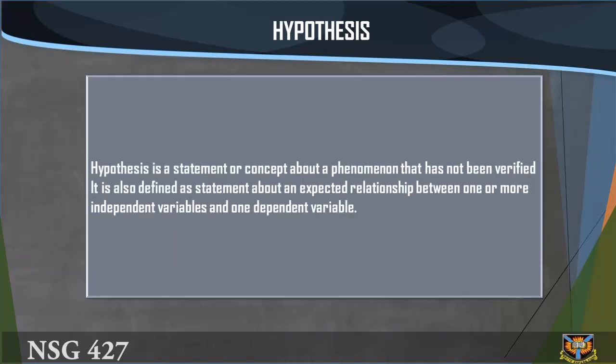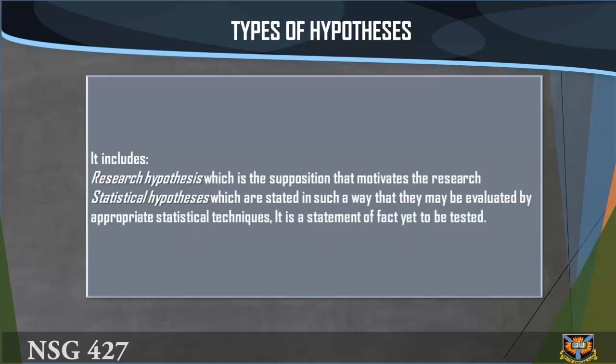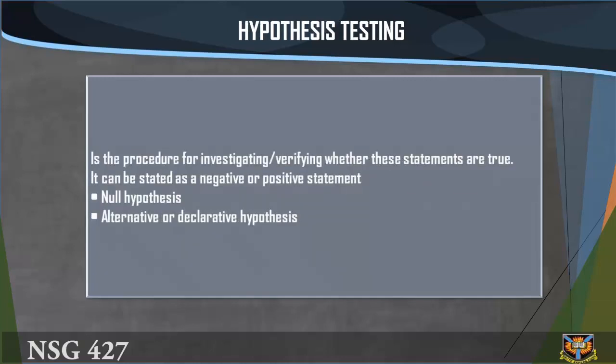Hypothesis. Hypothesis is a statement or concept about a phenomenon that has not been verified. It is also defined as a statement about an expected relationship between two or more independent variables and one dependent variable. Types of hypothesis. It includes research hypothesis, which is the supposition that motivates the research, and statistical hypothesis, which is stated in such a way that it may be evaluated by appropriate statistical techniques. It is a statement of fact yet to be tested. Hypothesis testing is the procedure for investigating, verifying whether these statements are true. It can be stated as a negative or positive statement. Null hypothesis, alternative or declarative hypothesis.